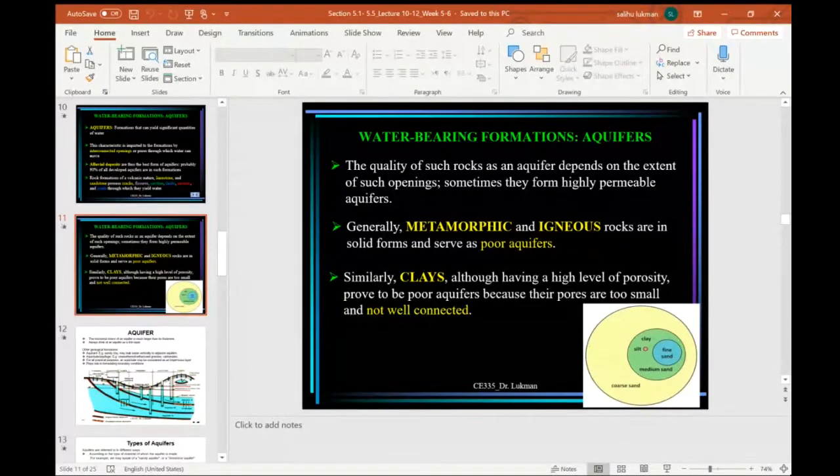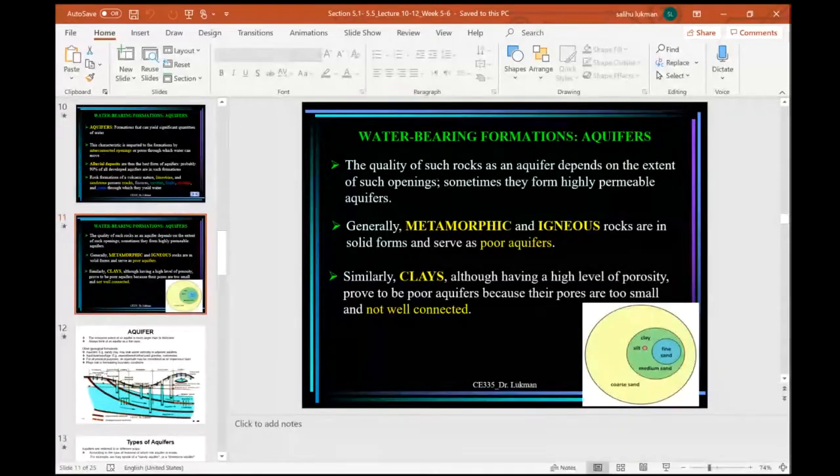Basically, rocks are classified into three: metamorphic, igneous, and sedimentary rocks. Metamorphic and igneous rocks do not have good cracks that will ensure good permeability and connectivity of the holes. But sedimentary rock is a very good aquifer. So metamorphic and igneous rocks are poor aquifers.